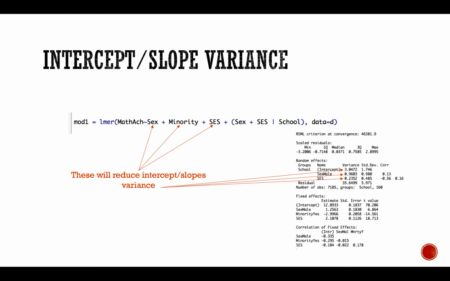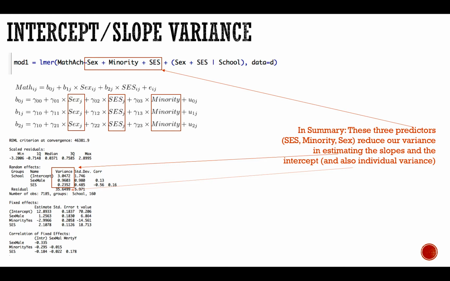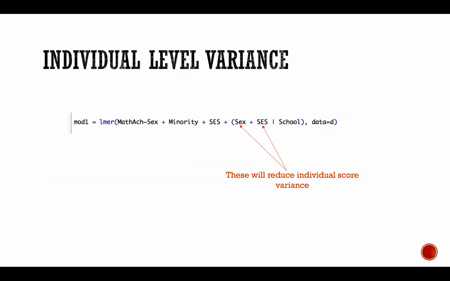Hopefully that wasn't too confusing. Okay, so taken together, these three predictors, sex, minority, and socioeconomic status, will reduce our variance in estimating the slopes variance and the intercepts variance. So here is how you would show it in R. Again, these are the fixed effects, and these are predicting the variance in the intercept and the two slopes. And then here are the numbers in the output in R. So hopefully taken together, that makes sense.